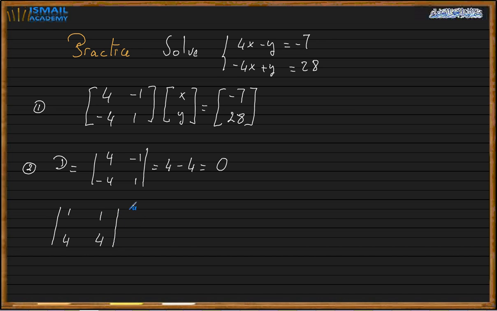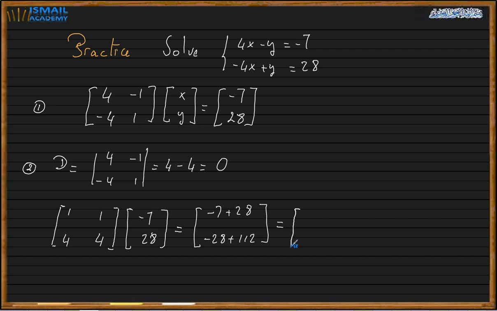All right, then I will multiply this. You see, this is the matrix, it's not the determinant. I will multiply this with minus 7, 28 and see if it's going to give me 0 or different than 0. So the first entry is minus 7 plus 28, and the second entry is minus 28 plus 112. So obviously this is different than 0, because this is equal to 21, and here it becomes 84, I think.